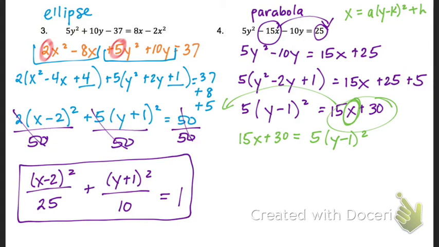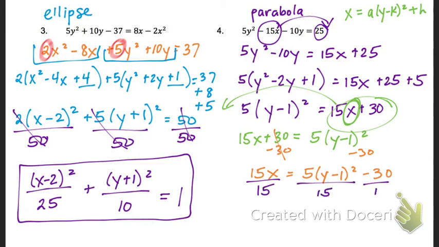Now I'm going to subtract 30. So 15x equals 5 times y minus 1 squared minus 30. And then I'm going to divide by 15, and you have to do it to all parts. So x equals 5 over 15 is what? Just 1/3 times y minus 1 squared. Then what? 30 over 15 reduces to 2.